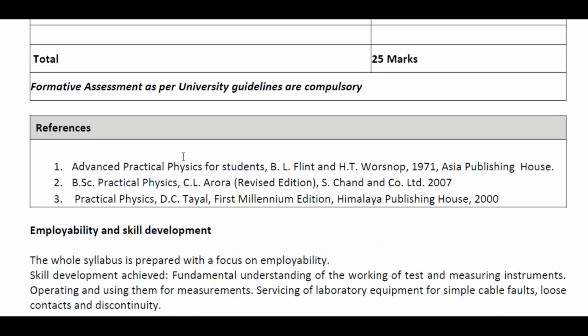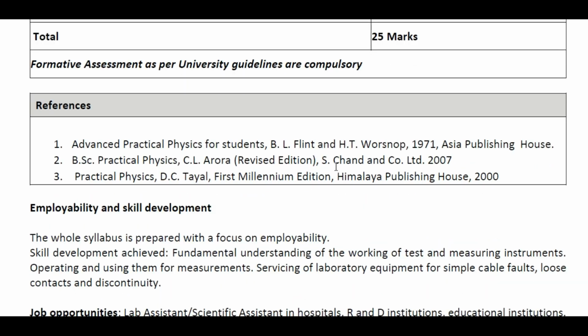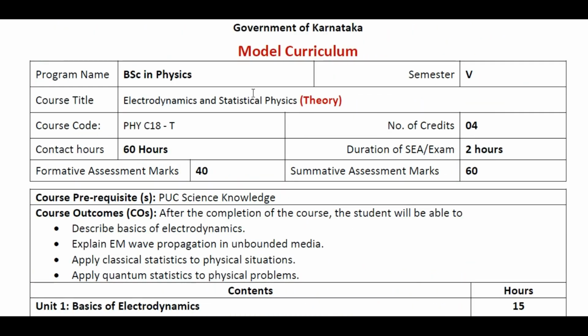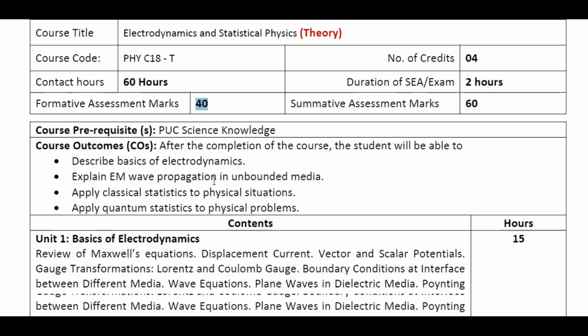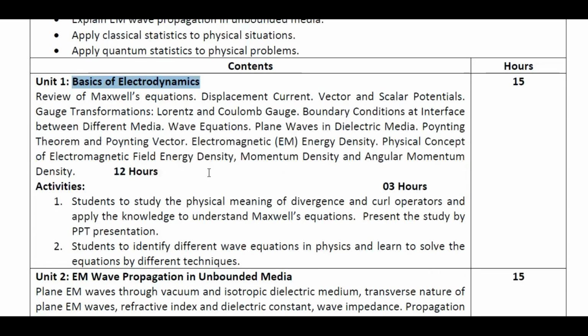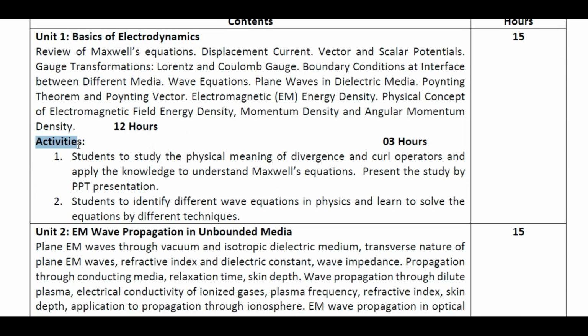These are the reference books to refer to for these lab experiments. And the next theory paper is Electrodynamics and Statistical Physics, a 4 credit paper, 100 marks paper, 60/40. The first unit is the basics of electrodynamics, and based on this there are activities for the students.